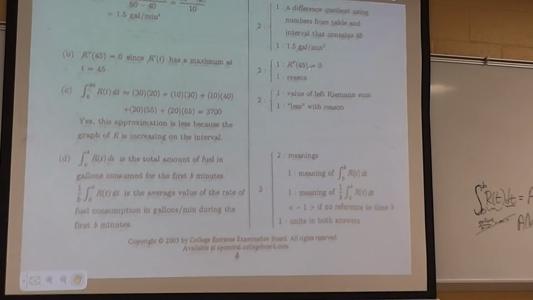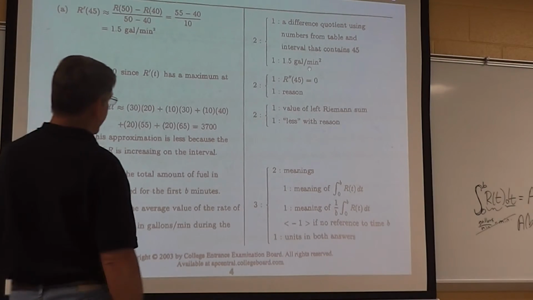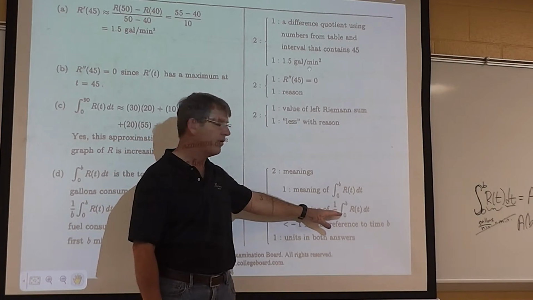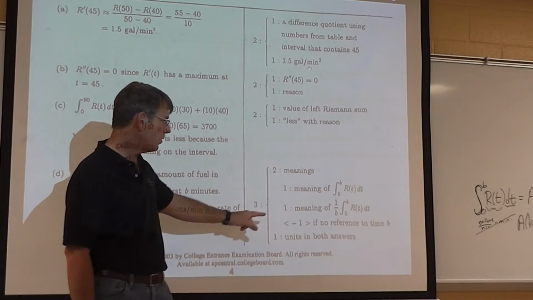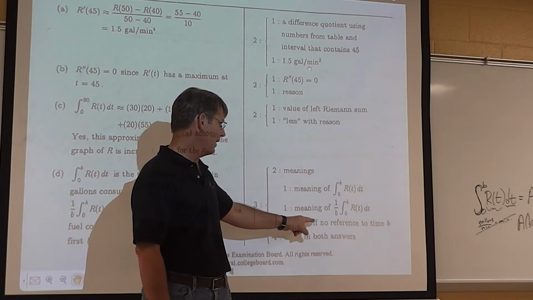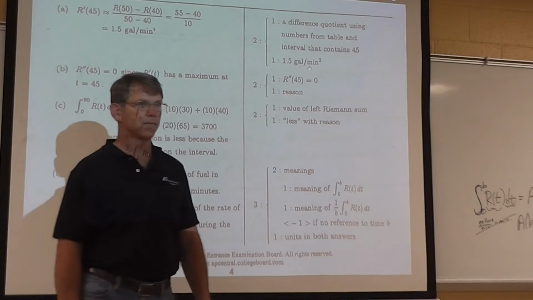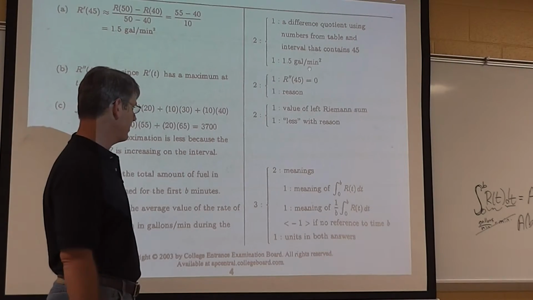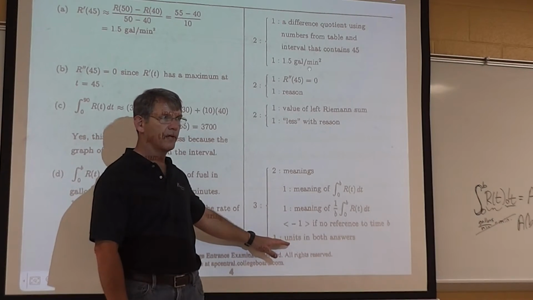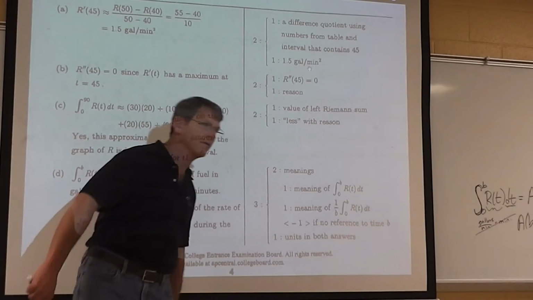So, in this part, that was a three-pointer. You get 1 point for the meaning of the definite integral, a second point for the meaning of the average value function. You lose a point if you don't reference time b, like time 0 to time b. If you don't mention that, you lose a point. And then you get your third point by having the right units in both answers. If you put the units in one part but not the other, you're not going to earn that point, because it does say both.